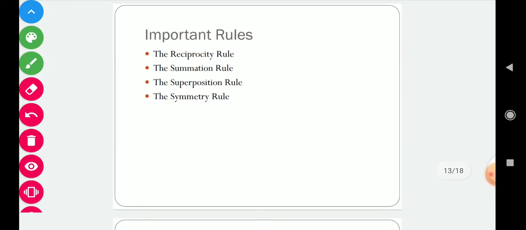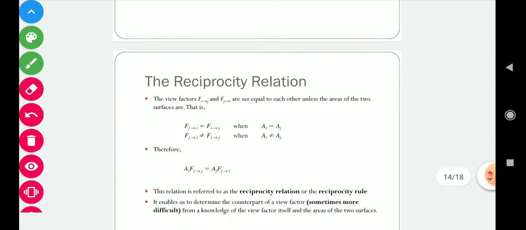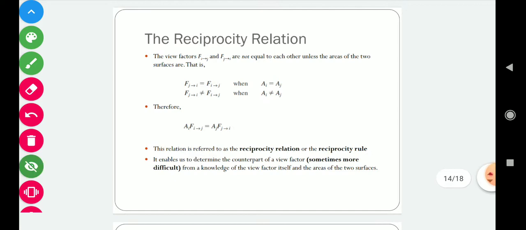Now regarding shape factor, we also have certain rules. These four are important rules: the reciprocity rule, summation rule, superposition rule, and symmetry rule. We will discuss all these rules one by one. So the first one is the reciprocity rule.